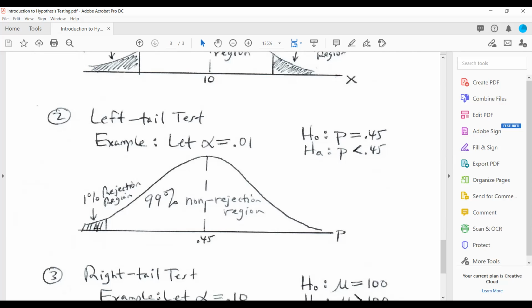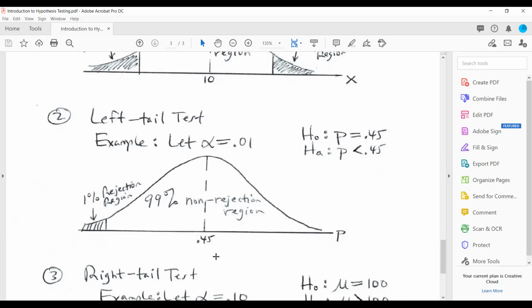Now, if we get a sample and our sample proportion is much less than 0.45, let's say 0.35, and let's say 0.35 happens to be in this region here, this 1% rejection region, we're going to reject the null hypothesis and state that the alternative hypothesis that p is less than 0.45, the true population proportion is less than 0.45, is probably true.